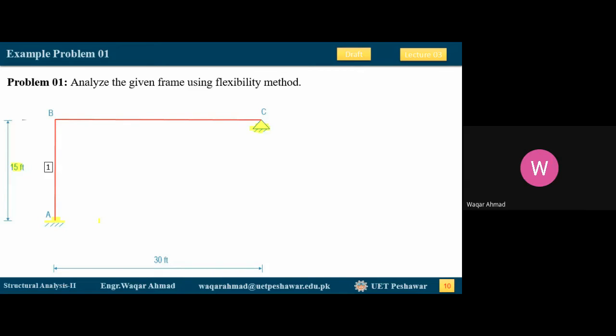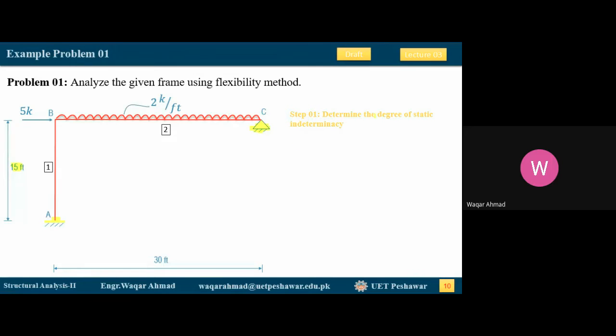Talking about the loadings, we have a 5 kip external load acting at this point B here. And we have a uniformly distributed load acting on member number 2. The magnitude of this UDL is 2 kip per foot. So now you need to analyze this structure using the flexibility method.